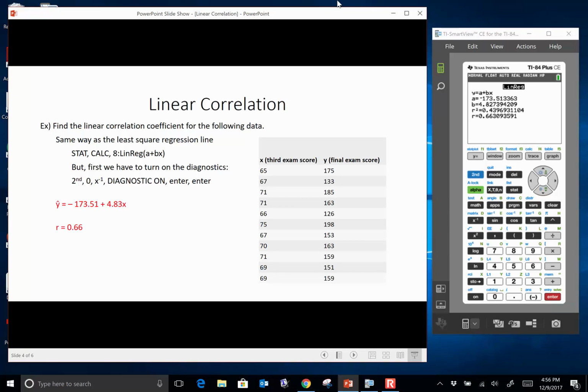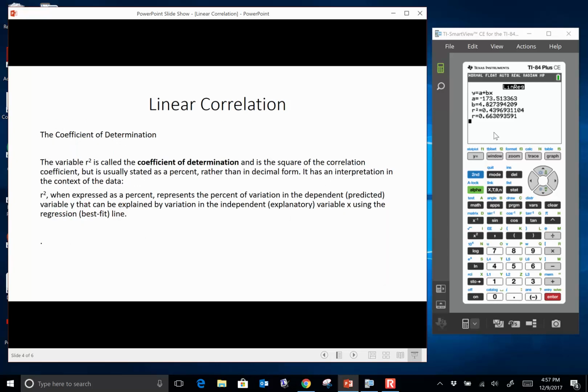Little r is 0.66. What that means is, because it's pretty close to +1, we would say it has a positive linear correlation. I don't know if it's a super strong positive linear correlation, but it does have a positive linear correlation. Now, this other value, r squared, is actually another way for us to measure linear correlation. That is called the coefficient of determination. So r squared is the coefficient of determination, and it is literally the square of the correlation coefficient. If you took little r and squared it, it's going to give you r squared.